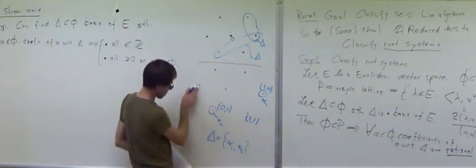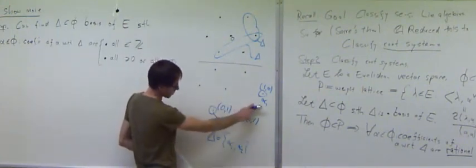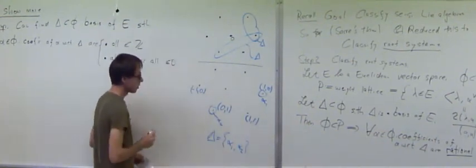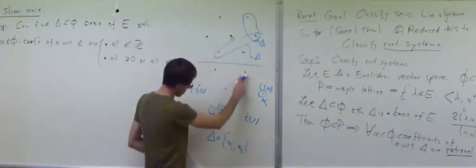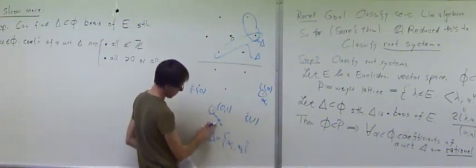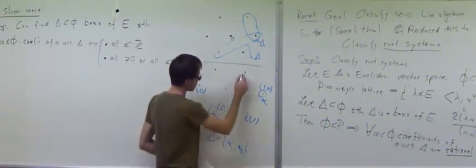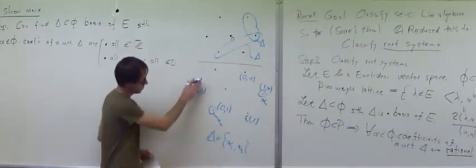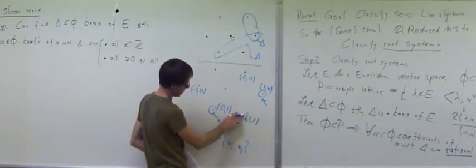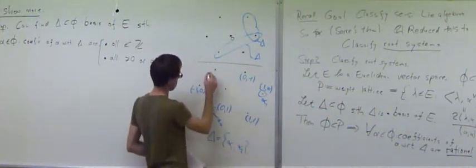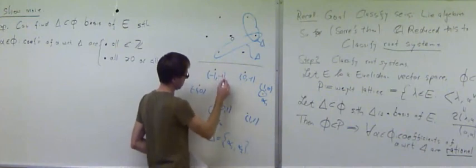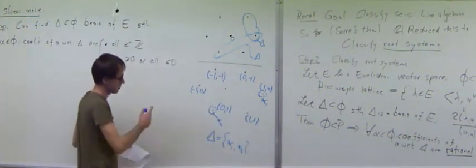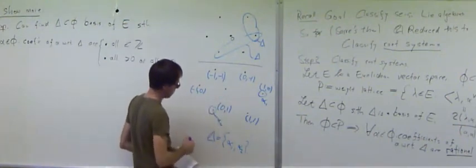So let's have a look at this root. How do I get here? That's just minus alpha 1, so this is (-1, 0). This root is just minus alpha 2, so the coefficient vector is (0, -1). And this root is minus this one, so the coefficient vector is (-1, -1). Well, in this example, one can just see it by checking it.